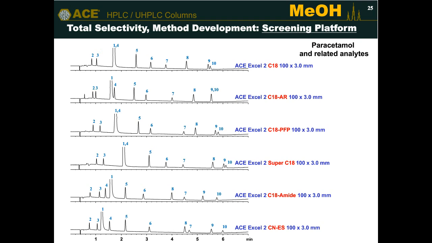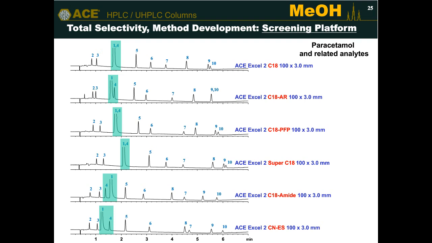If we look at peak pairs 1 and 4, if we start at the top, we have coelution of those compounds. And then with the AR, we have peak 4 eluting on the tail. With the PFP, it's coeluting. With the super C18, it's coeluting. With the C18 amide, the polar embedded phase, you can see peak 4 elutes before the parent compound. So a different interaction, different mechanisms, different elution order. And then with the cyano-ES, at the bottom, you can see that peak 4 elutes just about off the tail of the main compound.